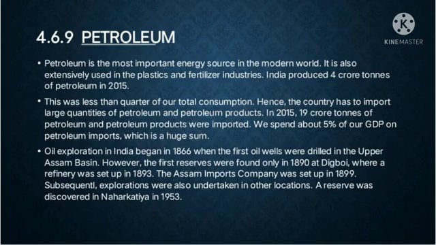Oil exploration in India began in 1866 when the first oil wells were drilled in the upper Assam basin. However, the first reserves were found only in 1890 at Digboi, where a refinery was set up in 1893. The Assam Oil Company was set up in 1899. Subsequently, explorations were also undertaken in other locations. A reserve was discovered in Naharkatia in 1953.